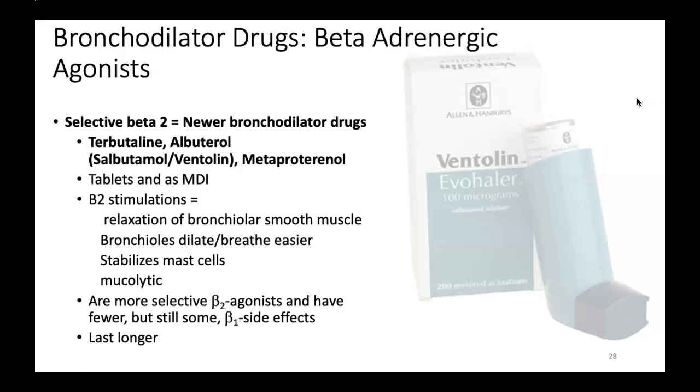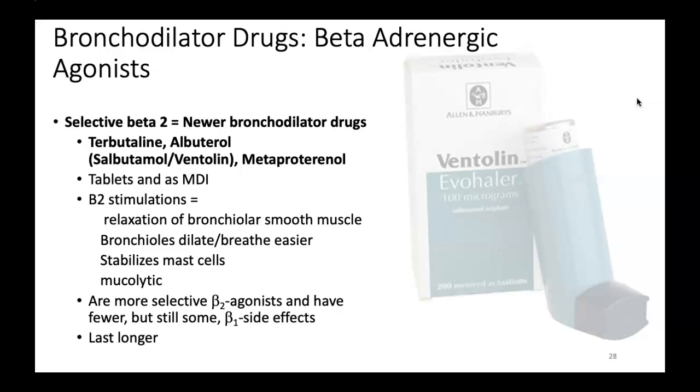These drugs, depending on the drug specifically, come in tablets or a metered dose inhaler. So what you see on the right there, the Ventolin, that's a metered dose inhaler. Each time you push the inhaler, it's going to give you a certain number of micrograms of the drug itself. When we get the beta-2 stimulation, we're getting a relaxation of the bronchiolar smooth muscle. So again, it's allowing less mucus production because those airways are open and we're getting stabilization of mast cells. And they are more selective and have fewer, but still some, beta-1 side effects.